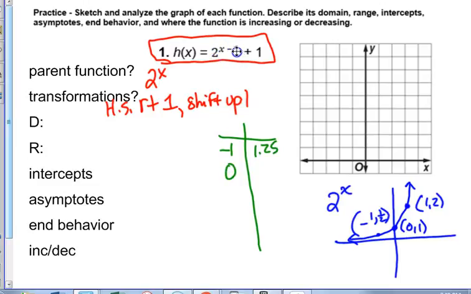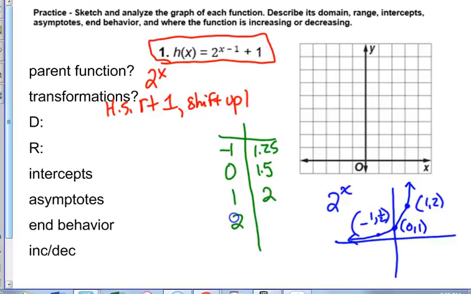0 minus 1 would be negative 1. 2 to the negative 1 would be 1/2. 1/2 plus 1 would be 1.5. What if we put in a positive 1? 1 minus 1 is 0. 2 to the 0 would be 1, plus 1 would be 2.